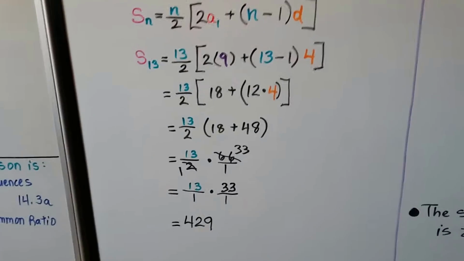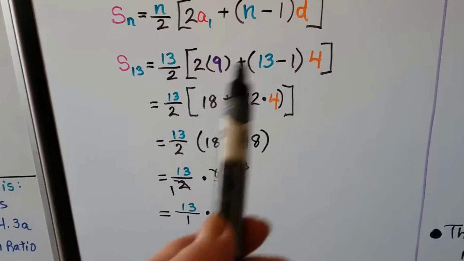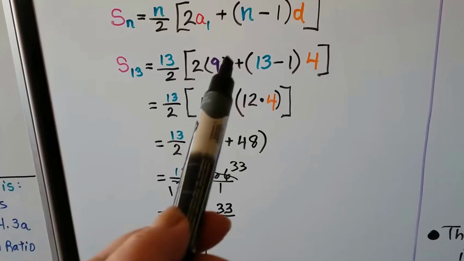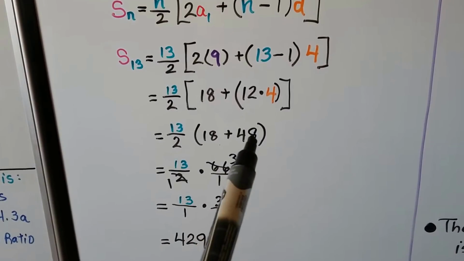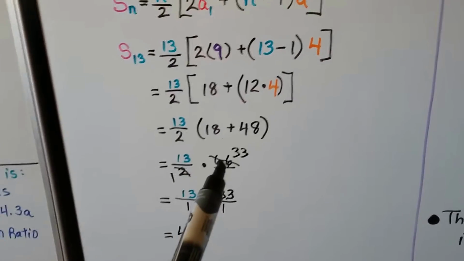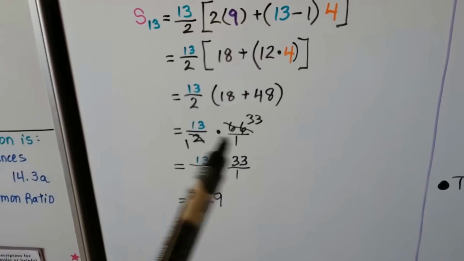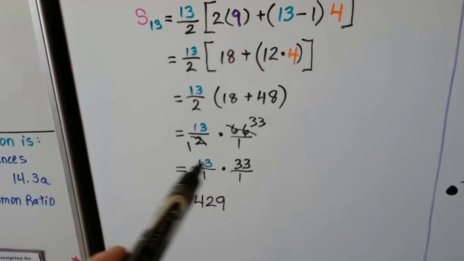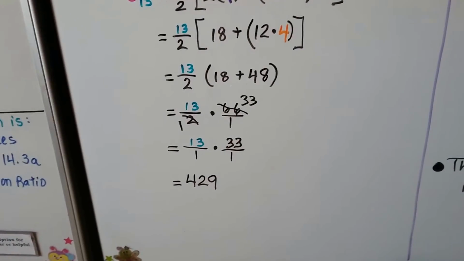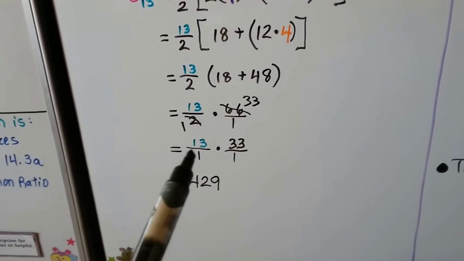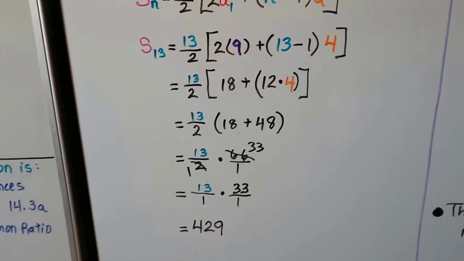And we do our math. I know this is not going to be even, so I'm going to leave the fraction to the end. I'm going to do inside the brackets first. 2 times 9 is 18. We're going to add it to 12 times 4, which is 48. That's going to give us a 66. But we can cross-cancel, can't we? We've got a 2 here and a 66, so that could turn into a 1 and a 33 to make our lives easier. If you're using a calculator, you may not care. Just do 13 times 66. But we end up with 429, okay?